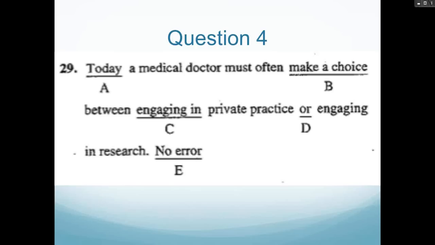Now, if you hear people talking, you will hear people say, oh, I'm making a choice between engaging in private practice or engaging in research. So many folks will misuse this rule, but technically it's gotta be, I'm making a choice between this and this. And students say to me, yeah, but can you explain that? I can. Think about it. Making a choice implies you're doing one or the other. So to say I'm making a choice between this or this, you don't need to say or. You already told them you're making a choice. I'm making a choice between this and this is technically correct.